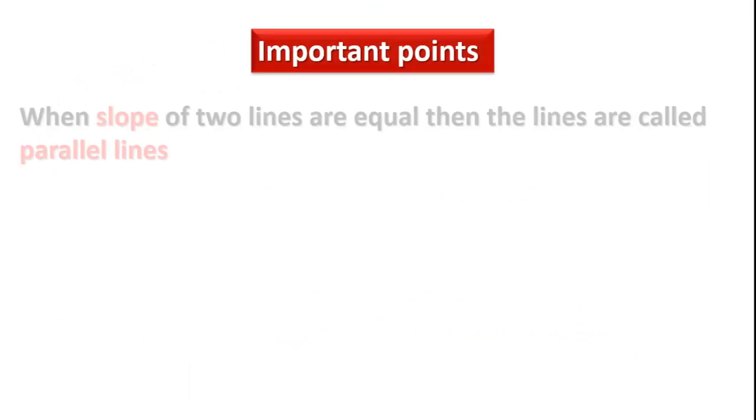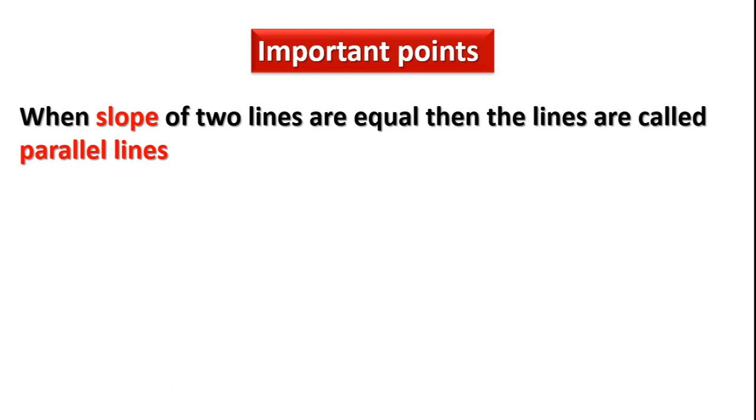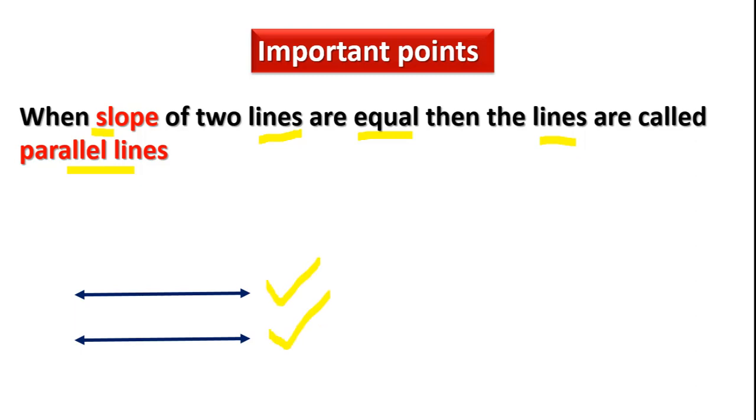Next one, important points of the slope. If you take two lines and the slopes of the two lines are equal, then the lines are called parallel lines. Very important. Parallel lines, you know these two are parallel lines. They never intersect with each other. Slopes being equal means those two lines are parallel lines.